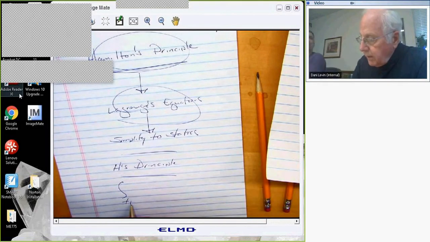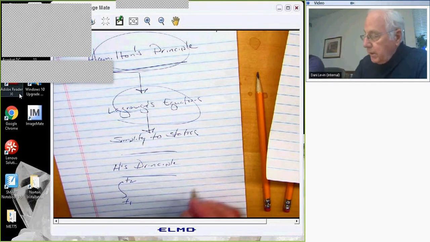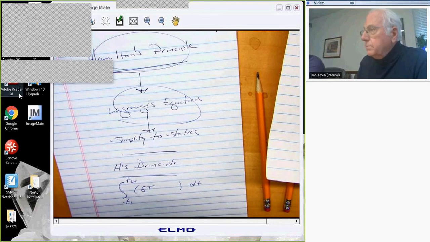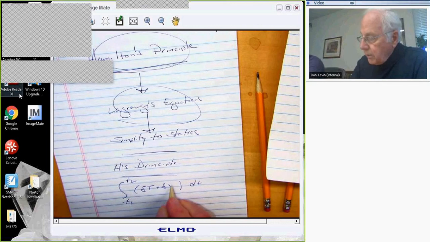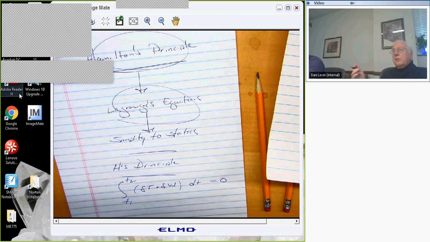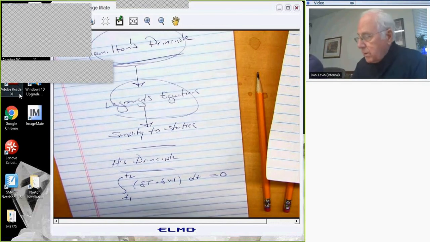It says that there's an integral over some interval of time from time t1 to t2 of a change in kinetic energy plus a change in work, and that must be zero. And it turns out, as you may or may not know, that's equivalent to Newton's second law. It's also the way we can derive Lagrange's equations if we so choose.